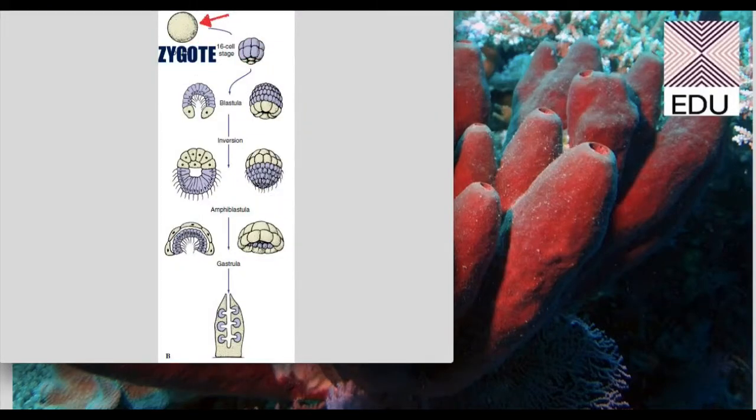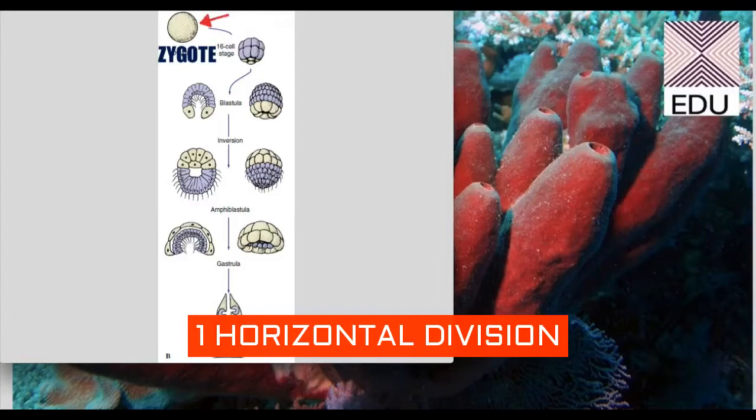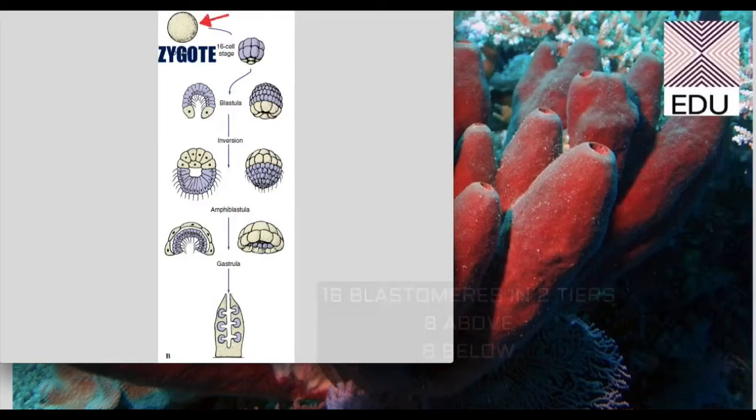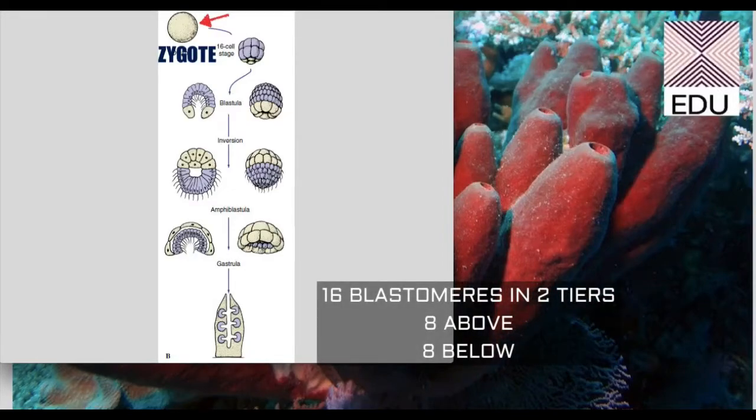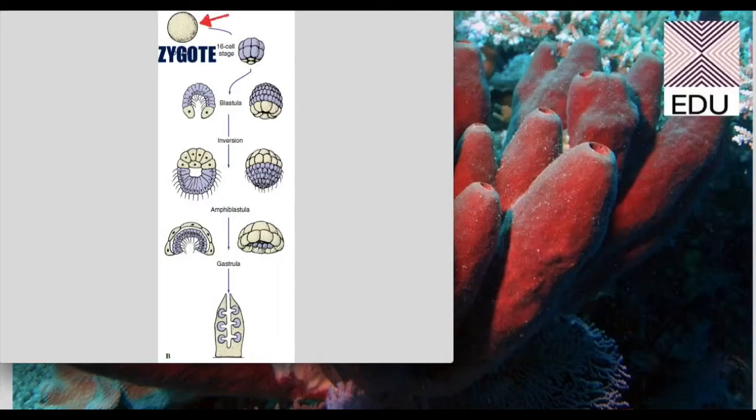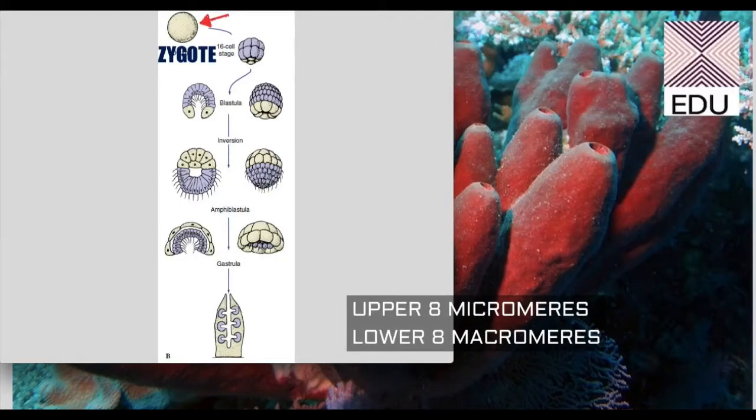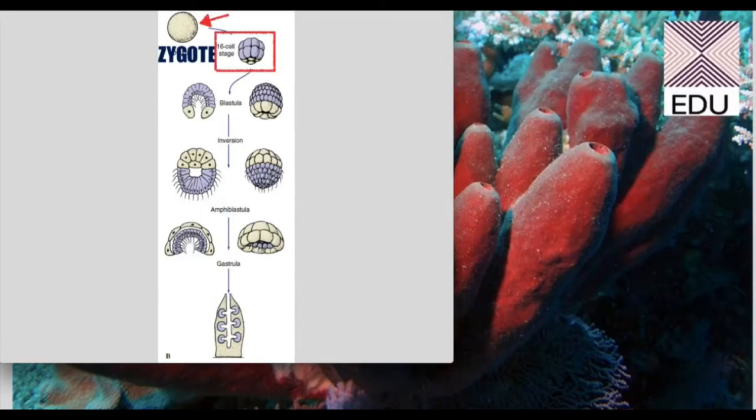So here you can see a zygote. It undergoes three vertical divisions to form 8 blastomeres. Now a horizontal division occurs, which divides the 8 blastomeres into 16 blastomeres that are in two tiers. The 8 micromeres in the upper tier are small in size, and the lower 8 cells are larger in size. So this division results in the formation of 16 cells.